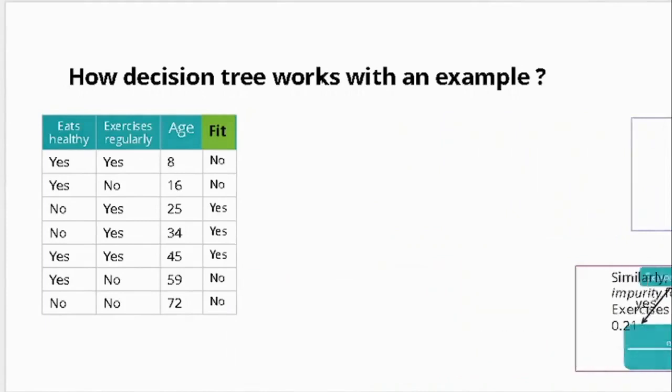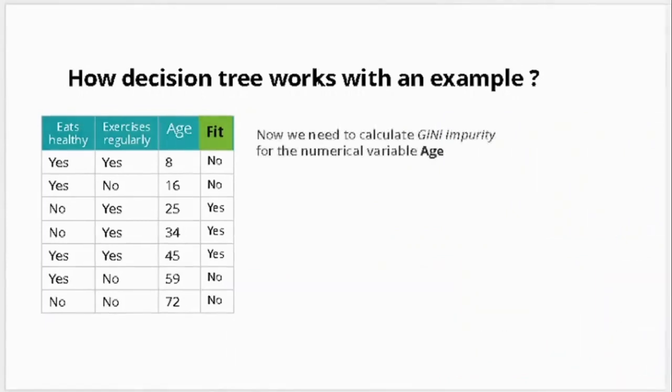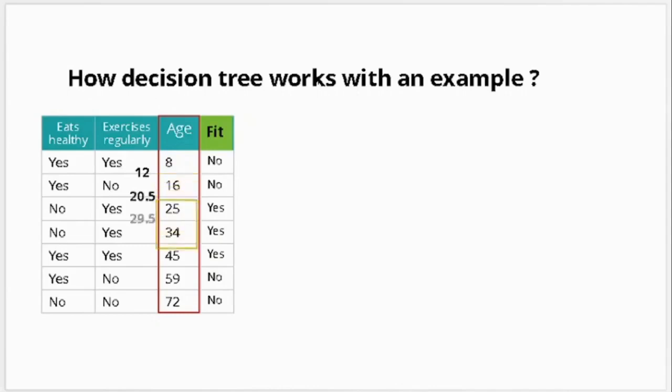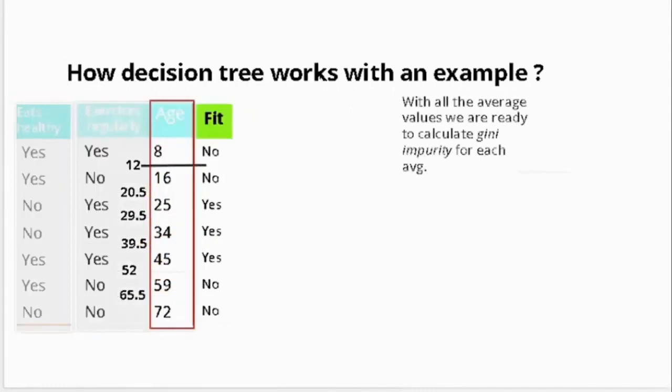Now we need to calculate the GINI impurity for the numeric variable. So firstly, we will sort the age column from lowest to highest value. Then calculate the average age for each adjacent person. The average age for these two would be 12. Then the average age for the next two will be 20.5 and so on. With all the average age values, we are ready to calculate the GINI impurity for each average. So the GINI impurity for this case here is 0.42.